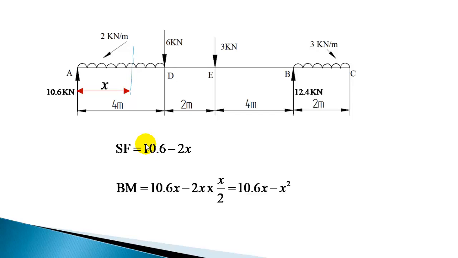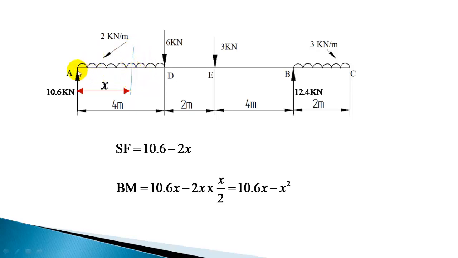So the bending moment is 10.6 into x. The load is 2x, the distance is x by 2. The center of that part of the UDL is at a distance x by 2. So 2x into x by 2. So that will give 10.6x minus, the 2 cancels, x square. So this is the equation for bending moment for this section.